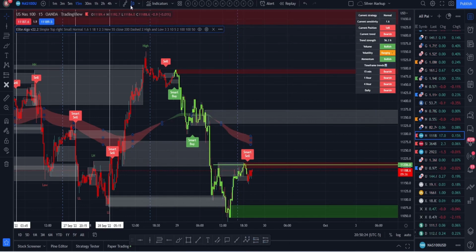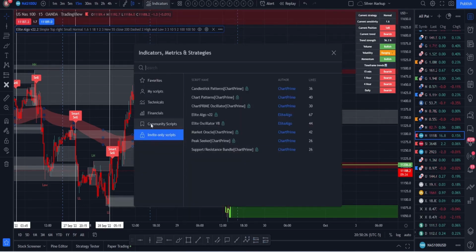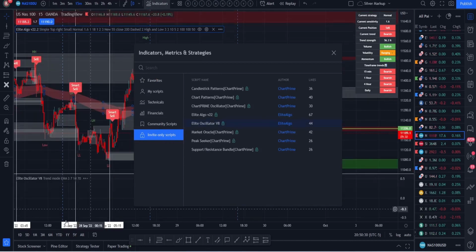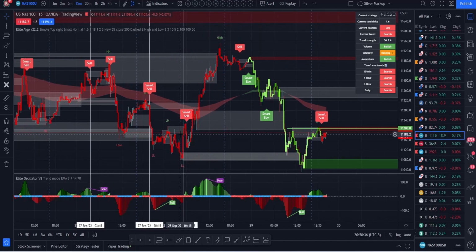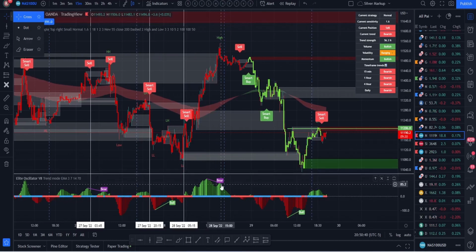The last part of Elite Algo is just the oscillator, and the oscillator just helps you out with seeing divergence and momentum in the markets. One way that I like to use it is I see something like this where I have bearish divergence. So after that bearish divergence, I look for my next sell signal, and after the divergence I take the signal, and that's a great trade.